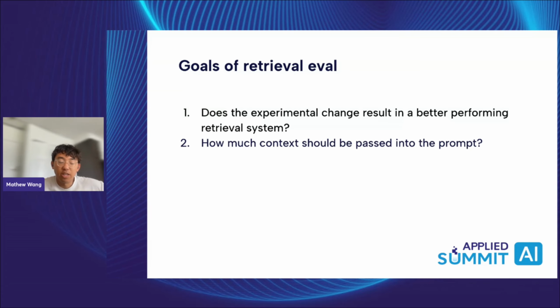And then secondly, which I think goes overlooked and is a bit tricky to implement, is figuring out how much context should be passed into the prompt. So for a retrieval experiment, you have to decide how much context should be passed into the prompt, and having a systematic way to do that, I think, is really important.